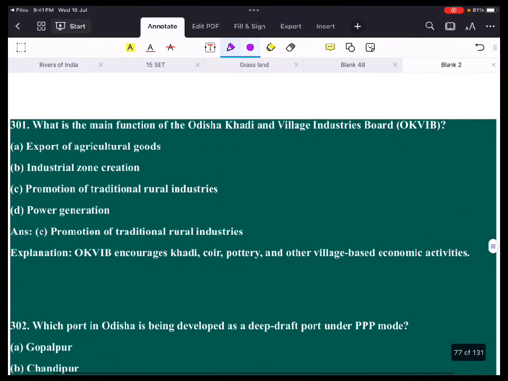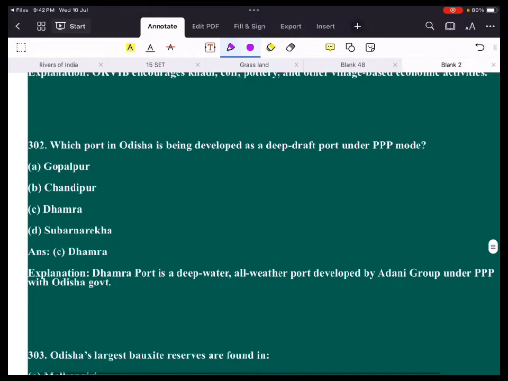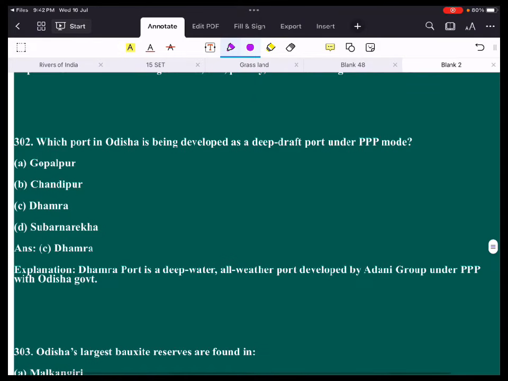What is the main function of the Odisha Khadi and Village Industry Board, OKVIB? That is promotion of traditional rural industry, option C. Which port in Odisha is being developed as a deep draft port under the PPP model? That is Dhamra Port, option C. Dhamra Port is a deep water all-weather port developed by Adani Group under PPP with the Odisha Government.